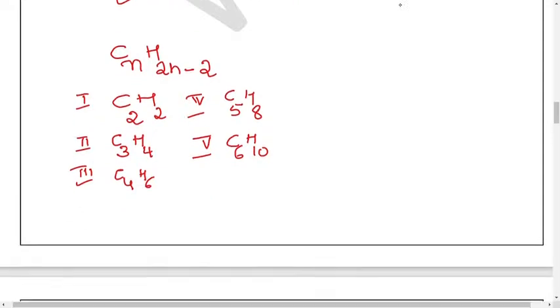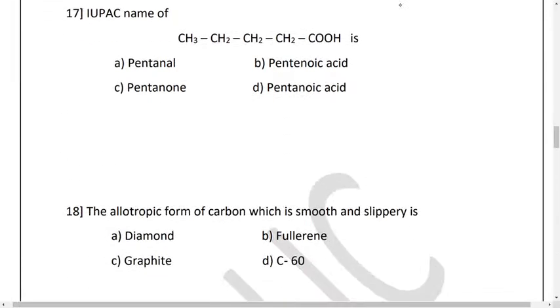Let us study now the next question. Question number 17. See what they have given in question number 17. The IUPAC name of one of the compounds they have given. The given compound here, dear students, if you observe this question, is CH3, CH2, CH2, CH2, COOH. Now we know that for the IUPAC name, we have to start from the prefix part, but there are no prefixes in this. It contains only carbon and hydrogen along with the functional group.